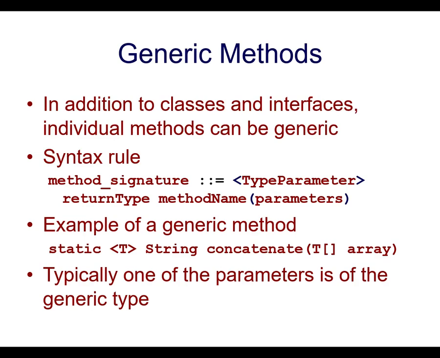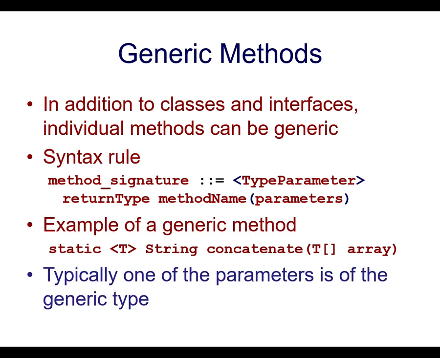We now consider generic methods. In addition to making whole classes and interfaces generic, individual methods can be generic as well. Not surprisingly, the syntax shares some similarity to the other two cases. As before, the generic type parameter must be included, and it must be placed in corner brackets. It must be placed before the return type in the method's signature. Here is the signature of the generic method concatenate that we will examine shortly.